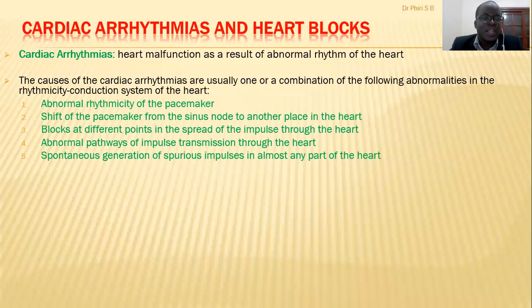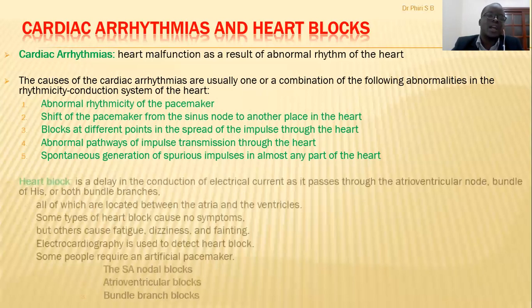Then sometimes you can have spontaneous generation of impulses in most parts of the heart. So if you have these spontaneous activities in most parts of the heart, this one is firing an action potential, another cell is firing another action potential. So there will be no coordination between the atria and the ventricles, and that can also bring about cardiac arrhythmias. So there are different types of cardiac arrhythmias.